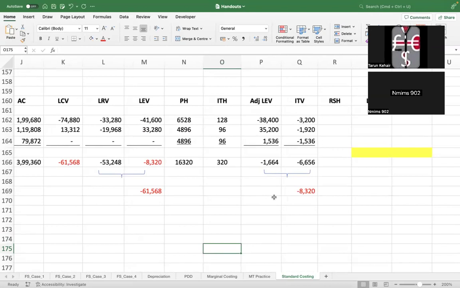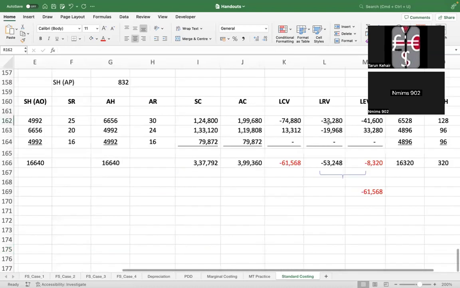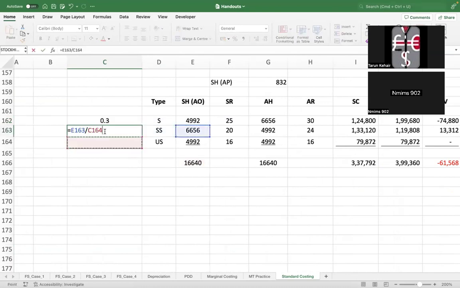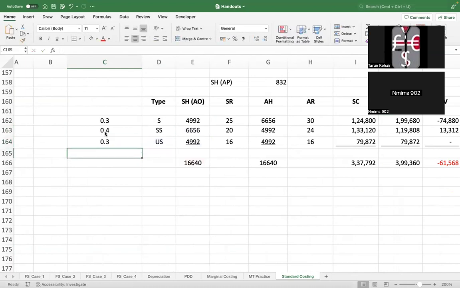So now we will go ahead with our rationale that it is the productive hours which have to be considered as your base, and break our productive hours in standard proportions to arrive at RSH, revised standard hours, which will be nothing but हमको पहले अपने proportions निकालने पड़ेंगे यहाँ पे. So proportions is 4992 divided by 16640, 6656 by 16640, and 4992 by 16640, which is 0.3, 0.4, and 0.3. These are your standard proportions.